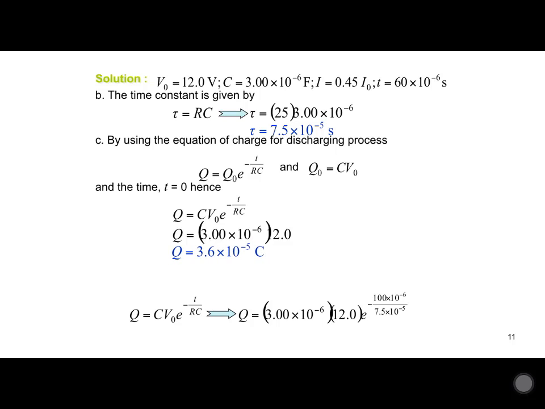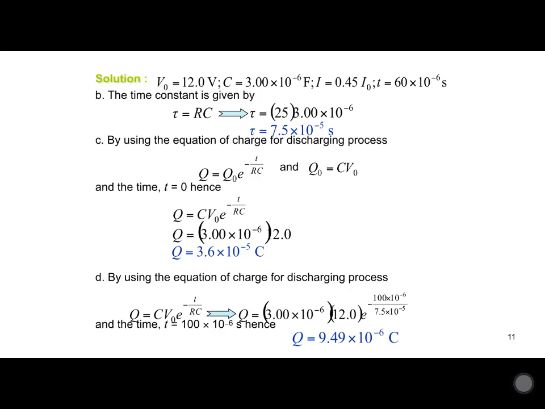And to get the value of Q for the given time, which is 100 microseconds, we will also use the equation for the discharging process and substitute in the given time of 100 microseconds, and we will get our value of Q, which is 9.49 times 10 to the power of negative 6 coulomb.